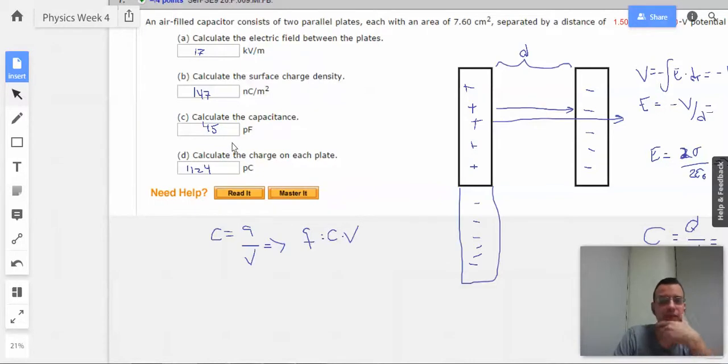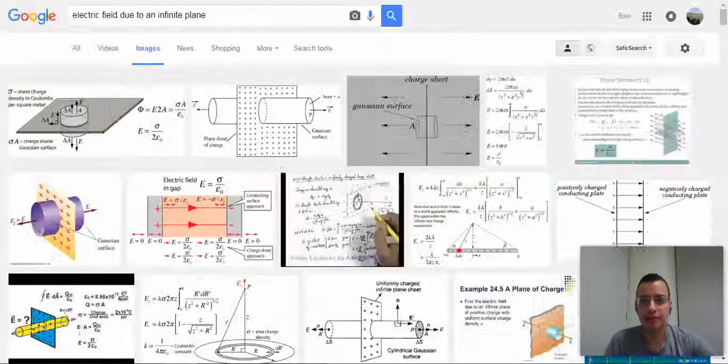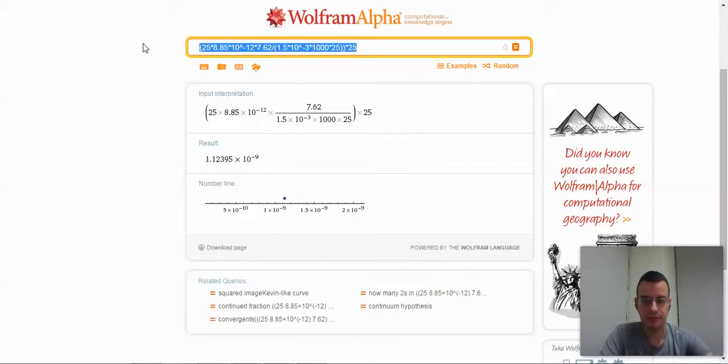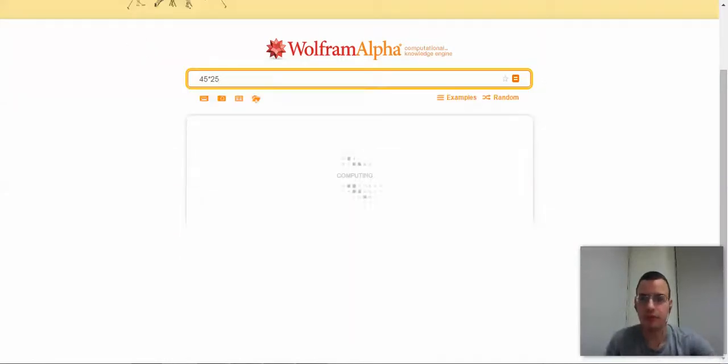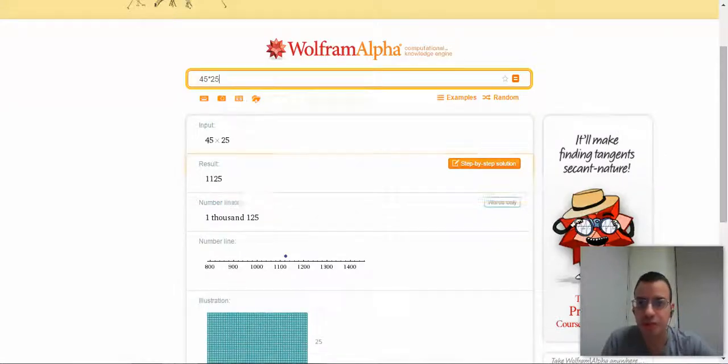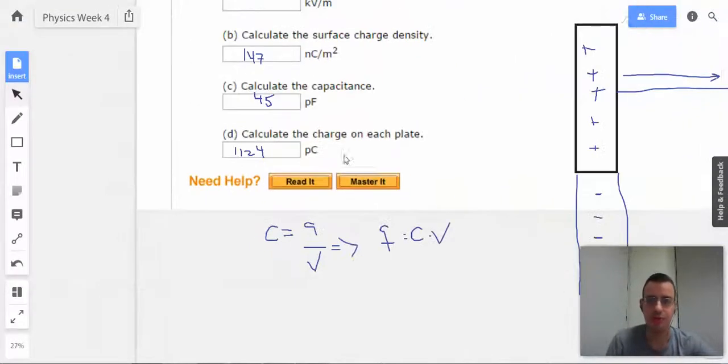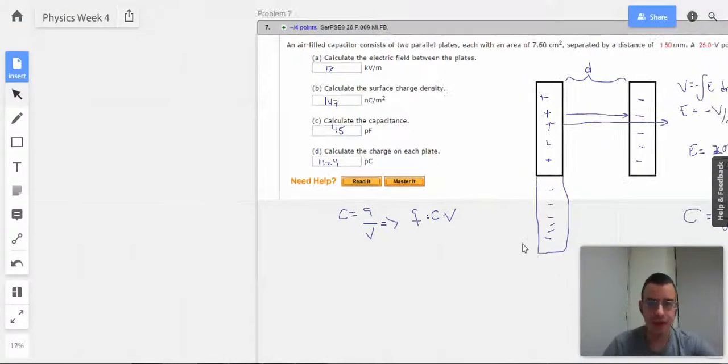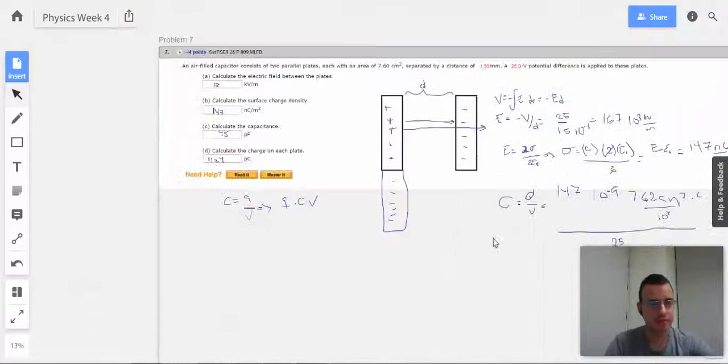45 times 25. 25 volts? Yep. 1,125. Okay, yep, seems reasonable. And that will be the charge on each plate.